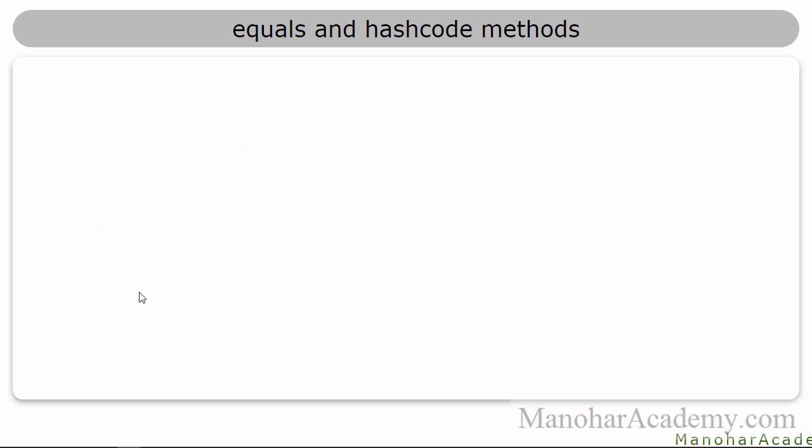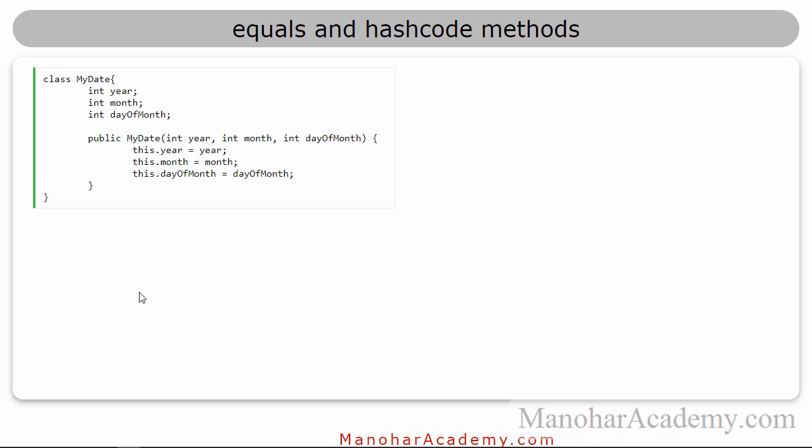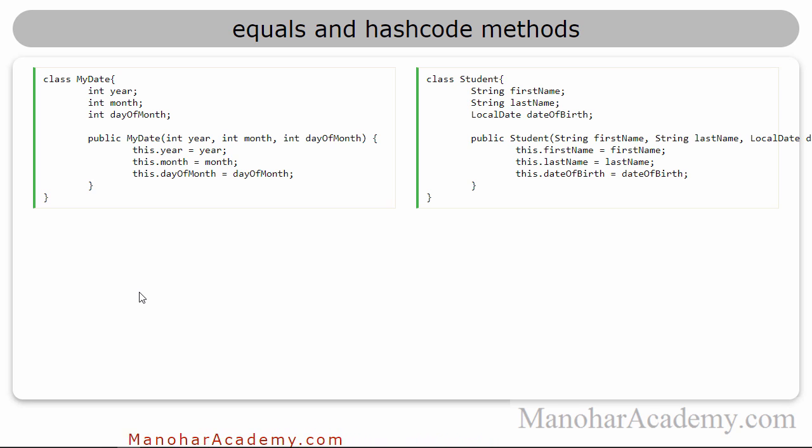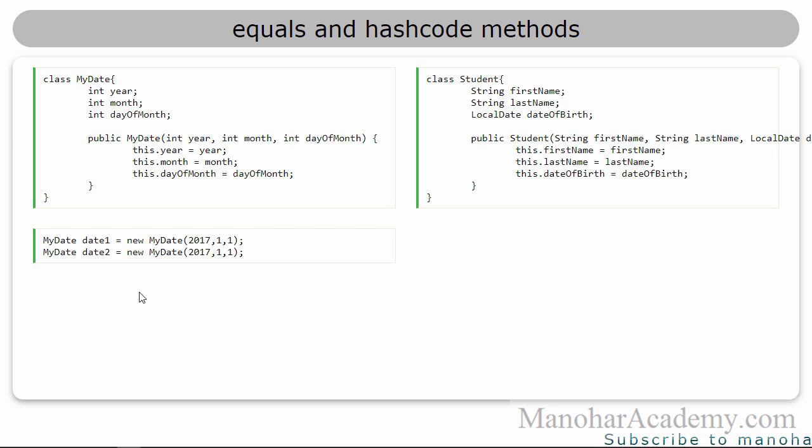Coming to equals and hashCode. Before we discuss that, let's look at two classes. One is myDate. It is going to have year, month and day of month. Another is the Student class. Student is going to have first name, last name, date of birth. Now I am creating two objects. Both are going to have 2017 January 1st. So I have two objects here of type myDate.